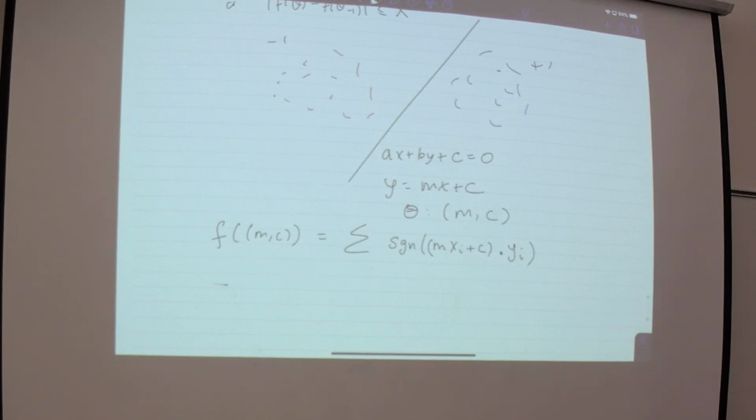You could do it another way. You could say that if you don't like this function because it's hard to optimize over sines, you could say (m x_i + c - y_i) whole squared. This is another way of saying what is the difference between the predicted value and the actual value.